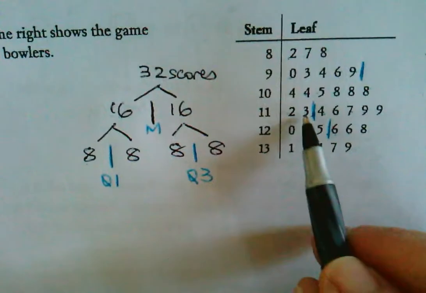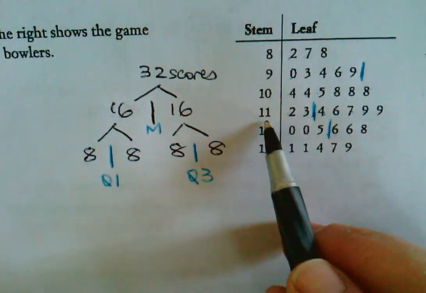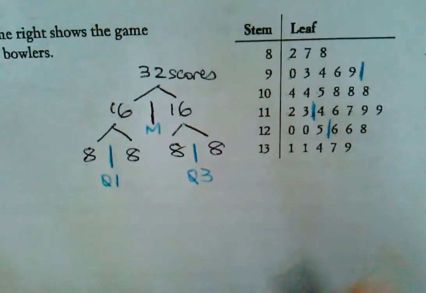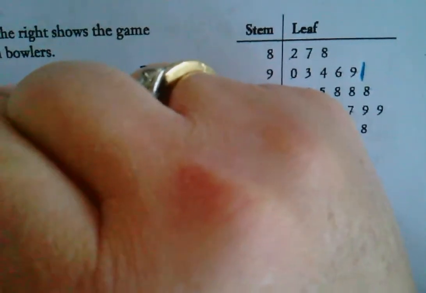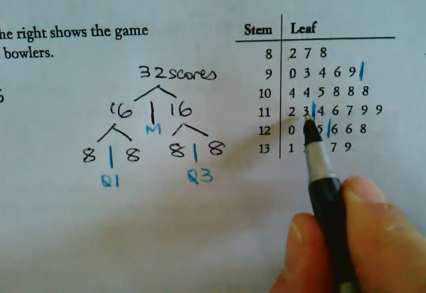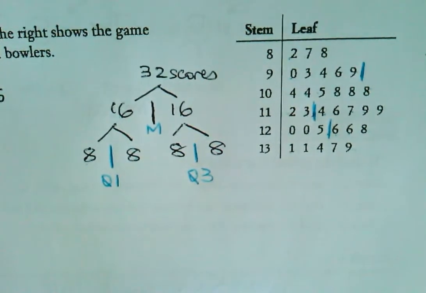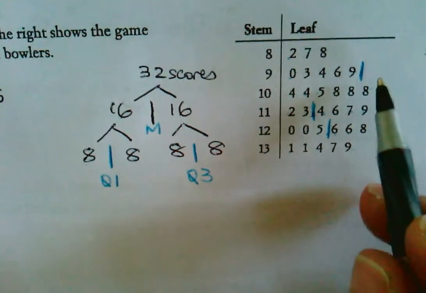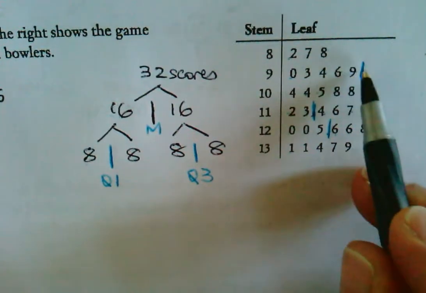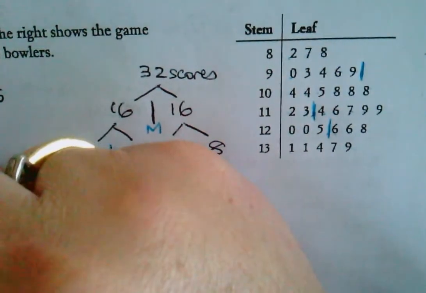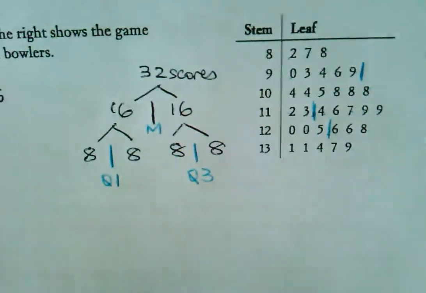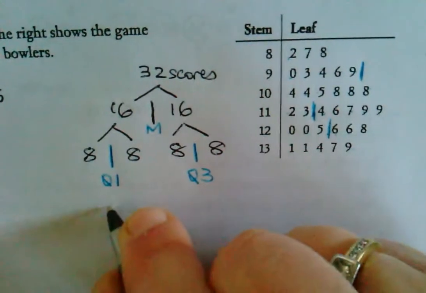What is it? 113.5. So it's 113.5 because it's halfway between 113 and 114. What's my lower quartile? Ooh. The average of 19. All right, I'm going to do this down here. My lower, I'll do it actually here where we can see.